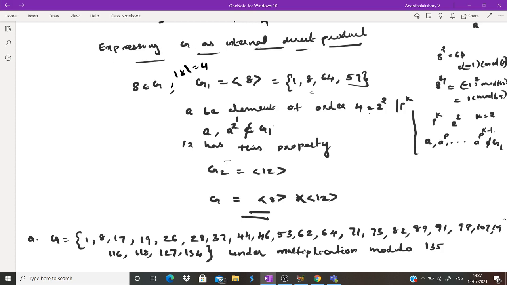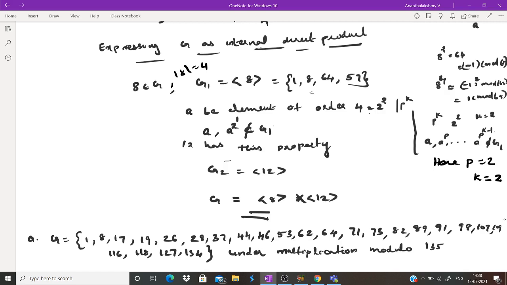Maximum order 4, that is P in the form of P raised to K. If you look at the greedy algorithm, it is in the form P raised to K. So here order 4 means 2 squared. Here P is 2 and K is 2.